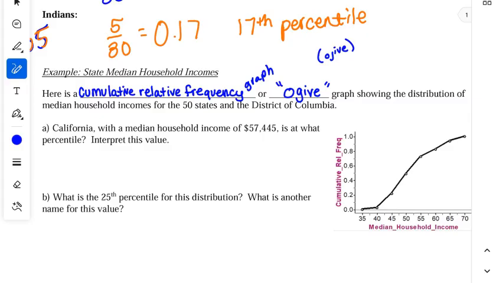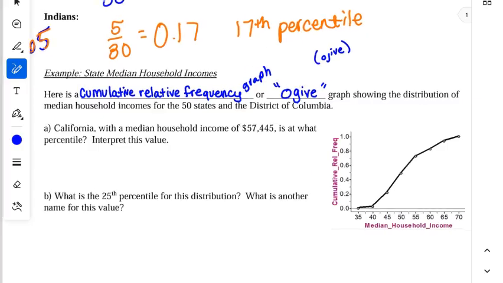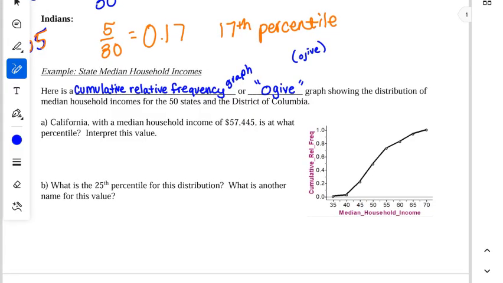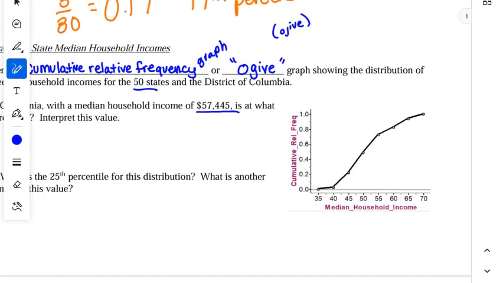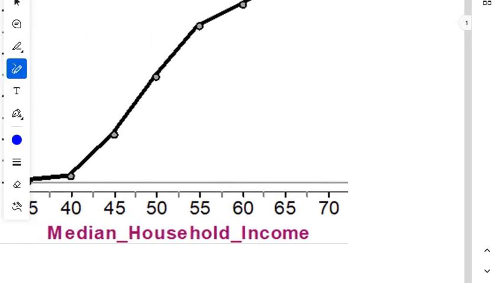Okay, so cumulative means when you add up all of those values from one to the next to the next. So it's going to keep on getting larger. Relative is percents. Relative frequency would be percents in relation to each other. So this graph is going to show the distribution of median household incomes for 50 states and the District of Columbia, so all the states. So this says California with a median household income of 57,445 is what percentile? Interpret this value.